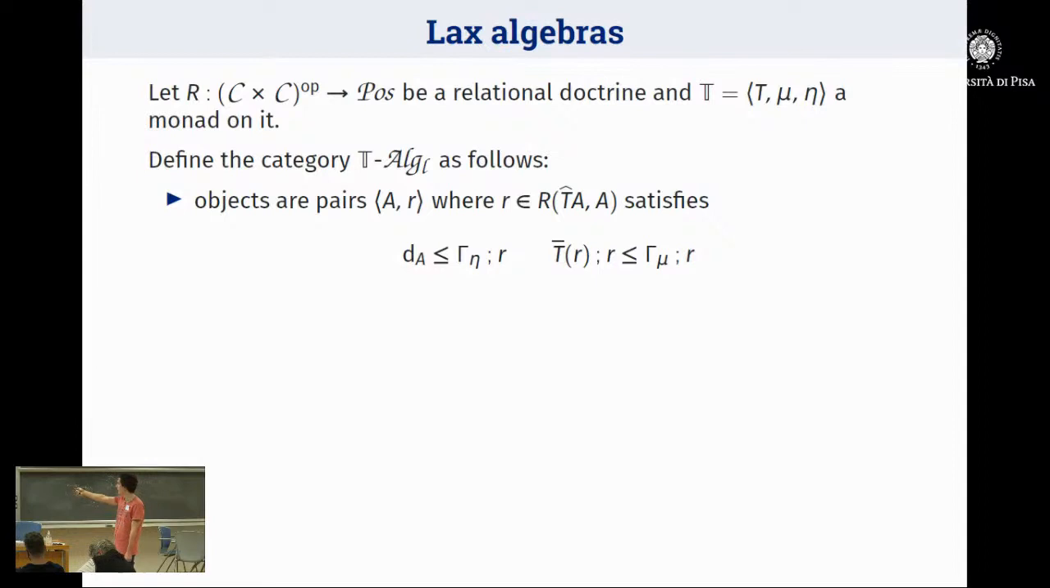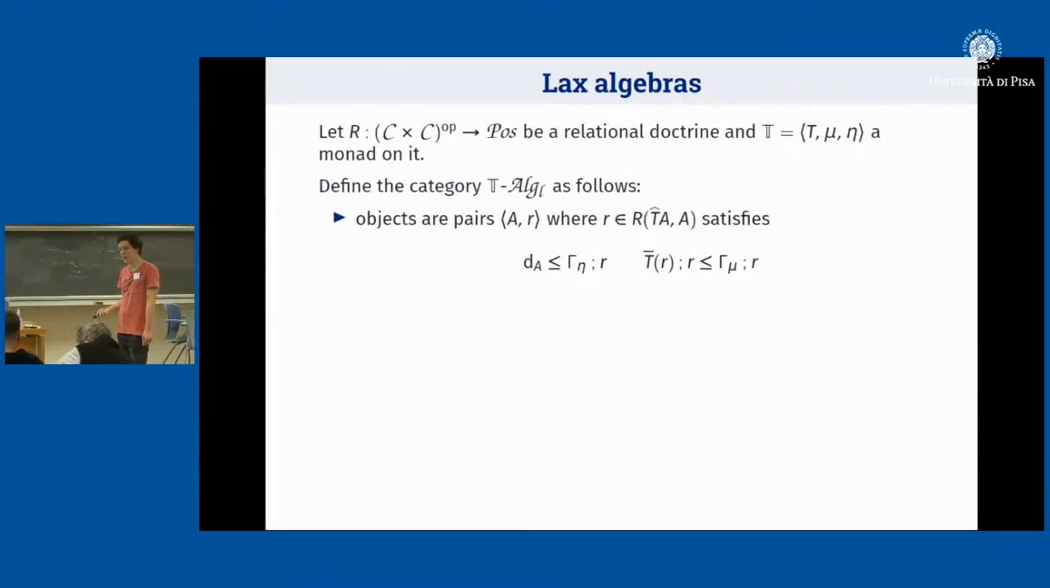This has to satisfy a couple of inequalities, which, if you look at them, are the usual axioms for an algebra for a monad, but expressed in a lax way, with an inequality instead of an equality. And this is possible because we are working with relations and not just with arrows.